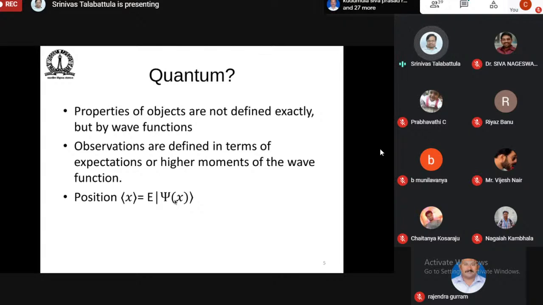We will not delve too much into the mathematics of this, but let us try to understand the basic idea. I hope I am clear. In the classical world, we use exact values. In the quantum world, we use operators and averages.